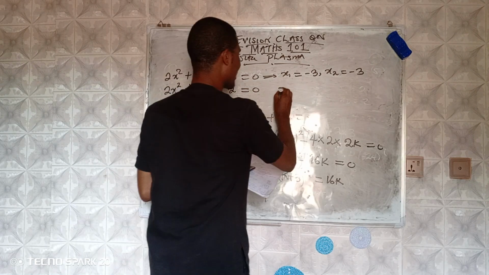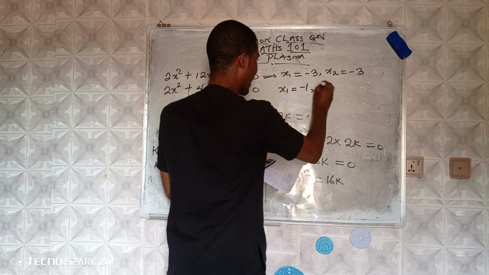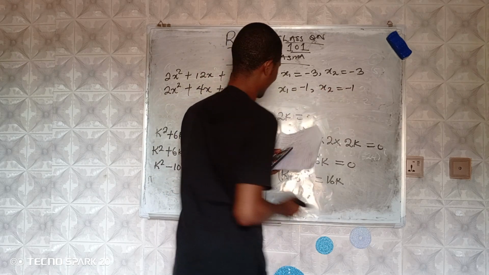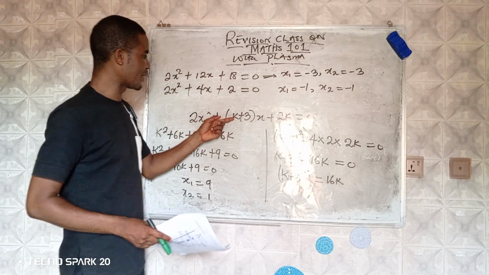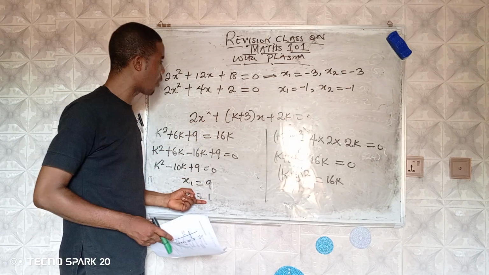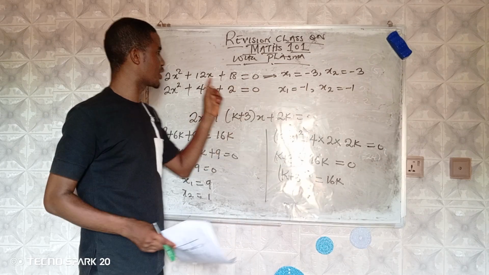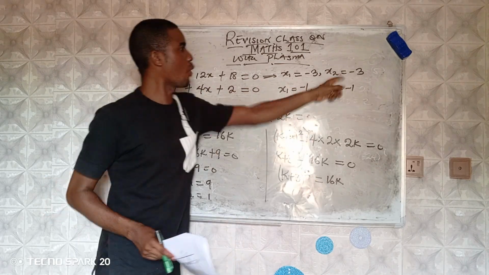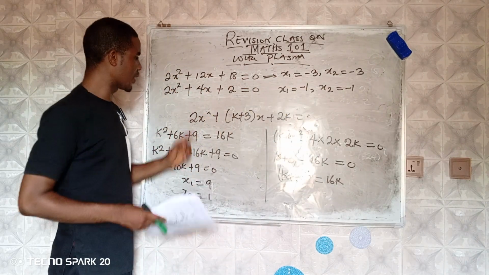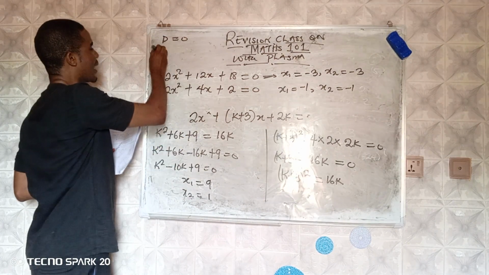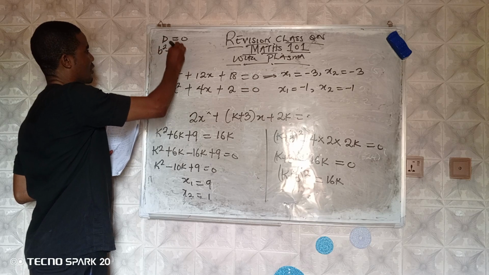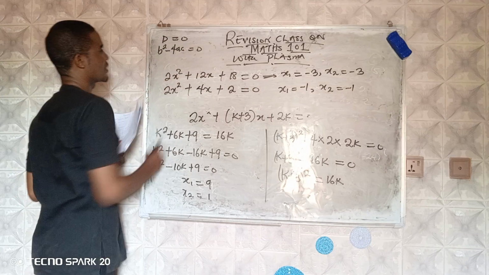You see that the value of my x1 will be minus 1 and my x2 will also be minus 1. So what we have seen here is that when the value of k is either 9 or 1, it will make this equation have equal roots. And the condition we used there was that d equals 0, where d is b squared minus 4ac, will be equal to 0.